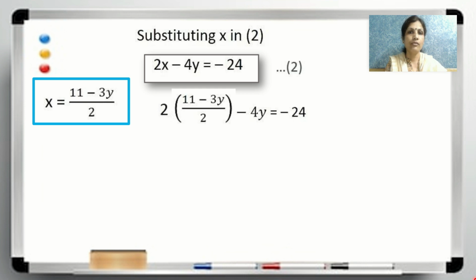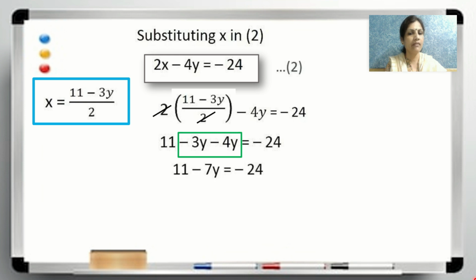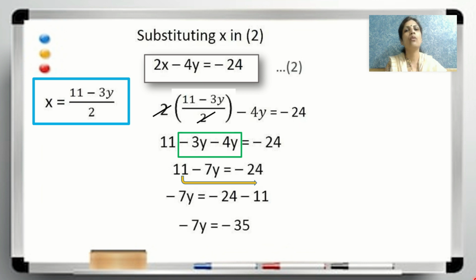Now if you just look at this equation carefully, we can cancel this 2. So what are we left with? We are left with 11 minus 3y minus 4y is equal to minus 24. Now here minus 3y minus 4y we will add, that is equal to minus 7y. So now our equation will be 11 minus 7y is equal to minus 24. Let's shift this 11 to the right side. So we get minus 7y is equal to minus 24 minus 11. So that will give you minus 7y is equal to minus 35.